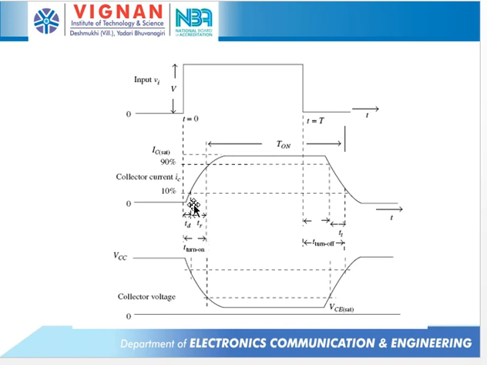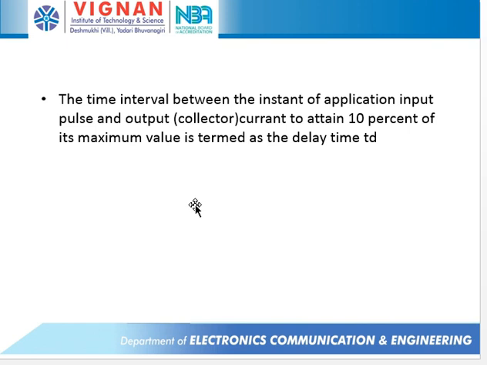The delay time is the time required to change its value from 0 to 10% of its maximum value. You can observe the definition also: the time interval between the instant of application of the input pulse and the output current attaining 10% of its maximum value is termed the delay time. That means when you apply an input, the time for the output current to reach 10% of its maximum value, 0 to 10%, is what we indicate as delay time.